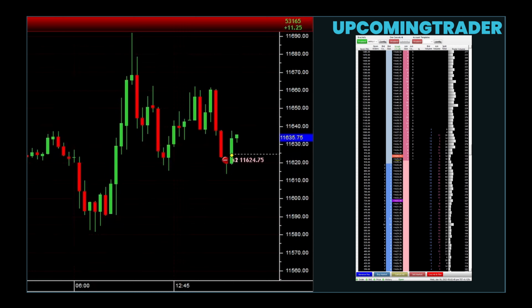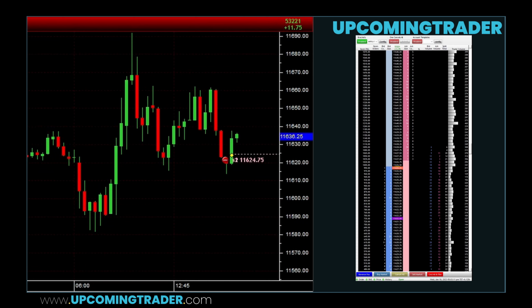Then there is the point of control, or POC. This is a level that many traders use as an entry or an exit point. It is where the most time was spent, and when price gets close to this level, traders are often looking for some kind of movement. It might bounce back or break through, which can give traders a good idea of what to do next.